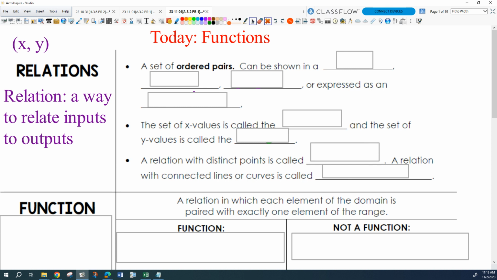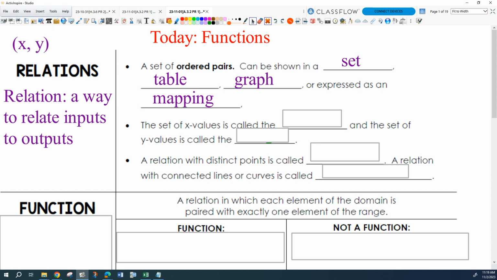Bunch of different ways we can express relations. We could use a set of ordered pairs. That's one way to do it. A set is one way. We can use a table. We can use a graph, or we can even use this weird thing called a mapping. And we'll look at examples of each of those four things today.